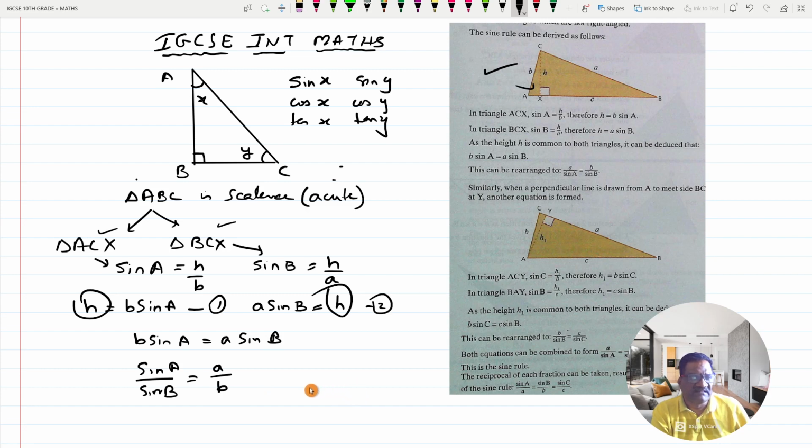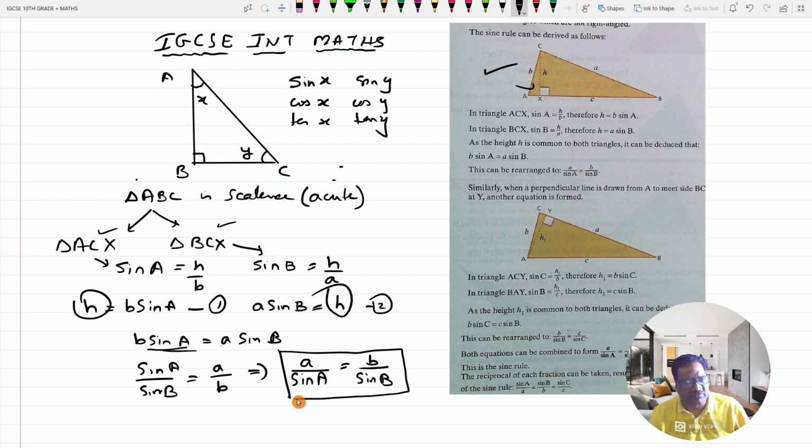Now this can be rearranged and it can be written this way: a upon sine A equal to, see this is a and this sine A I will bring below a, this will be equal to b upon sine B. Now this way also you can write. Now this is something which is known as the sine rule.